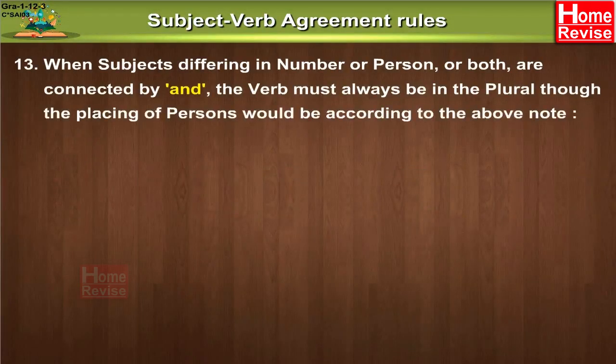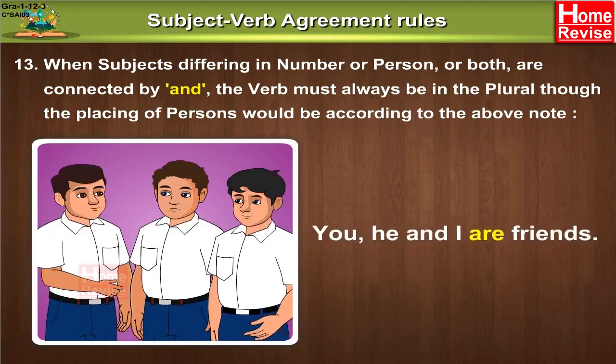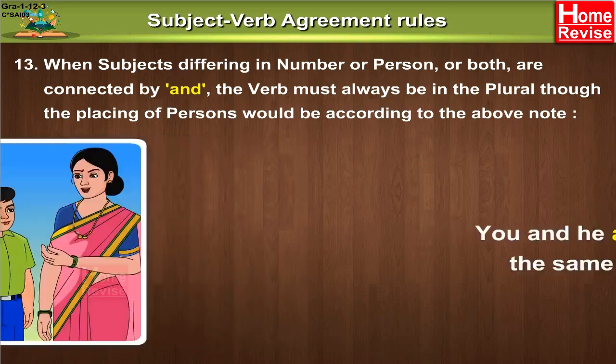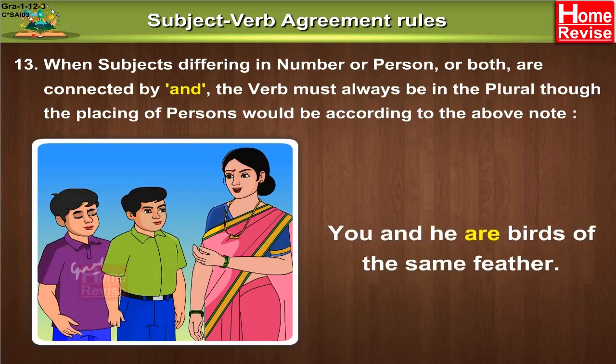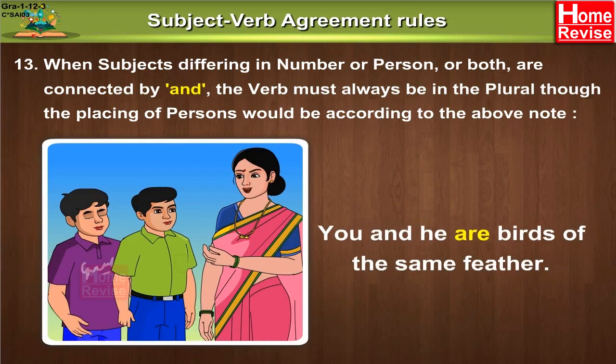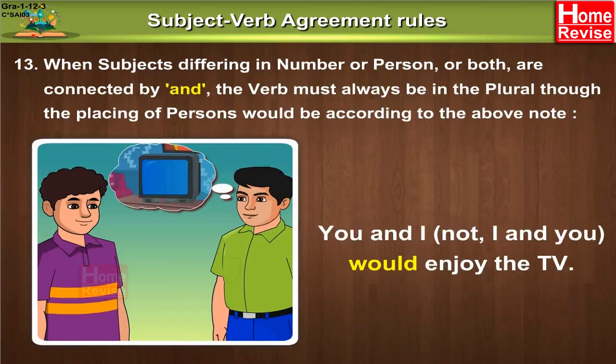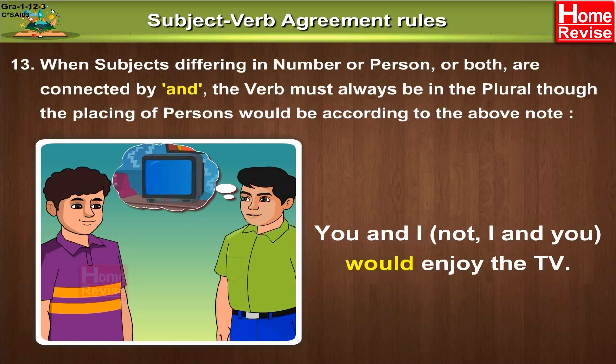13. When subjects differing in number or person, or both, are connected by and, the verb must always be in the plural, though the placing of persons would be according to the above note. You, he, and I are friends. You and he are birds of the same feather. You and I, not I and you, would enjoy the TV.